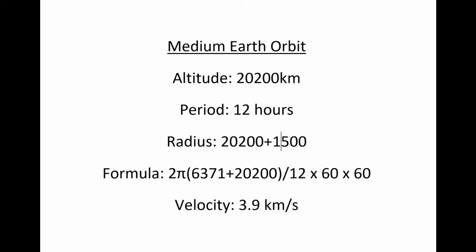If there was a satellite in mid-Earth orbit, the most common altitude is 20,200 kilometers, which usually yields an orbital period of 12 hours. If we calculated this using velocity, our formula would be 2 times pi times (20,200 plus 6,371) all over 12 times 60 times 60, because in this case we have hours. This would give us an average orbital velocity of 3.9 kilometers per second.